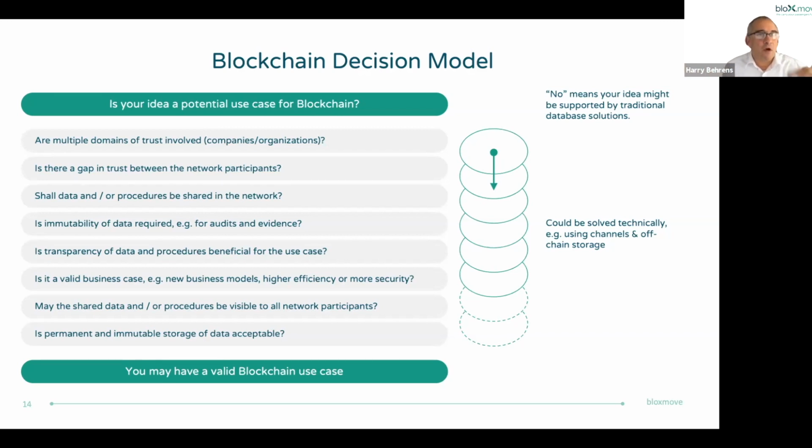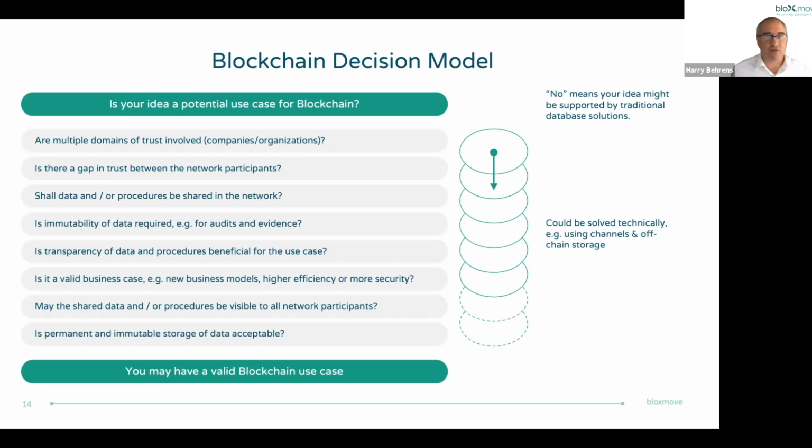Meaning, opposite asked, many domains of trust. It's a big word. It means independent companies that do not share systems, that do not share accounting systems, that do not share cashier systems. So if that's the case, and that's where your business is conducting, urban mobility is one of them, supply chain is one of them, then okay, proceed.